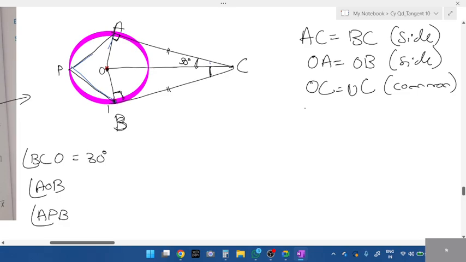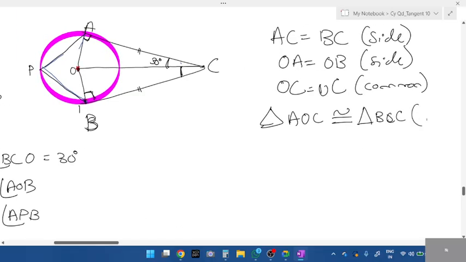You can write triangle AOC is congruent to triangle BOC under side, side and side concept. If these three are equal, therefore, you can write this. Therefore, angle BCO is equal to angle ACO, that is equal to 30 degrees. In bracket, they are corresponding parts of congruent triangles, CPCT.